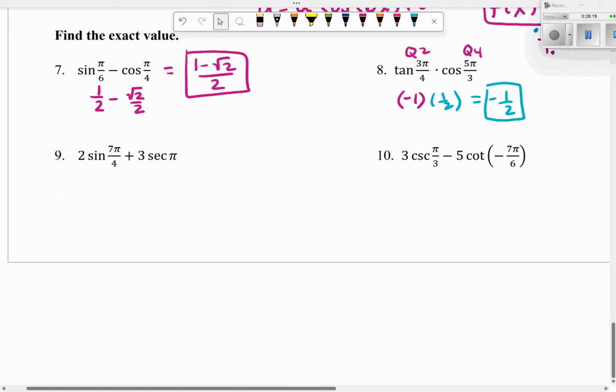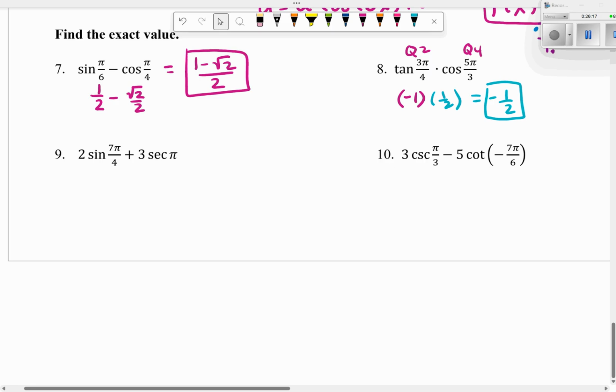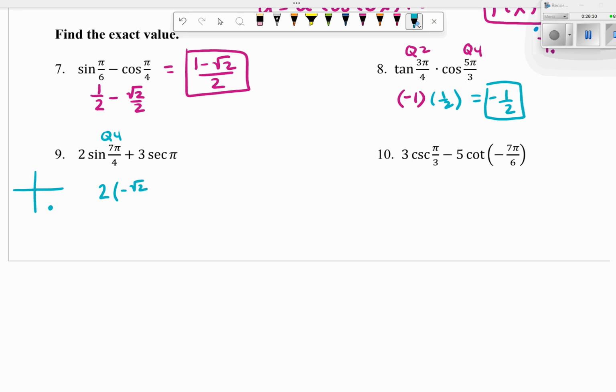Then the next one we have is 2 times the sine of 7 pi over 4 plus 3 times the secant of pi. So 7 pi over 4 is quadrant 4. So remember that is down here. And sine is the y-coordinate, so it's negative. So we have 2 times negative roots 2 over 2 plus 3 times the secant of pi.